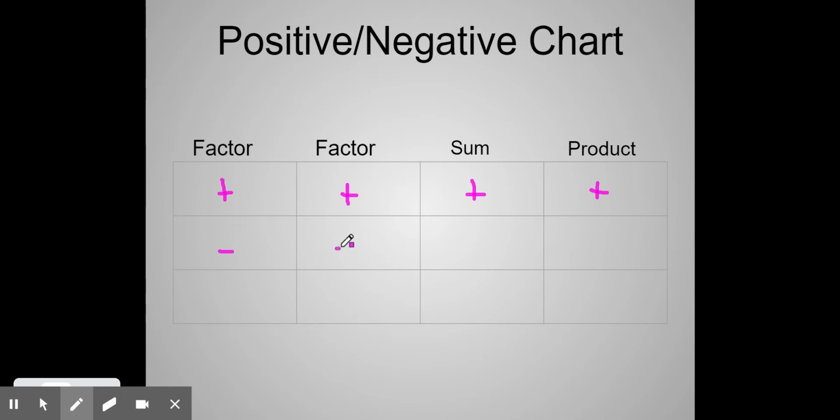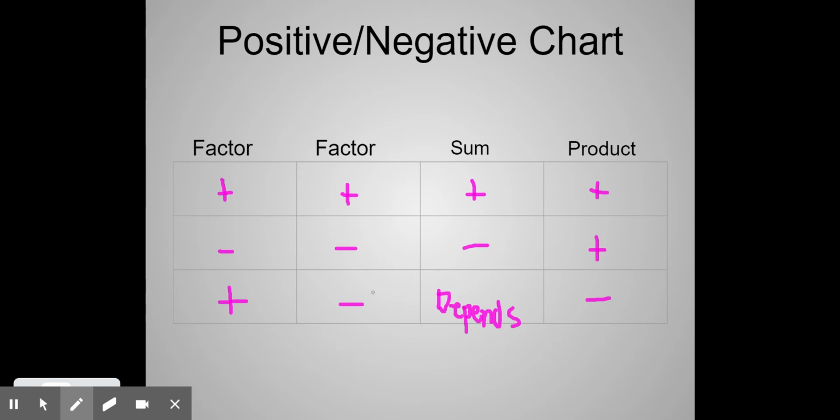So we have a negative and a negative factor. A negative plus a negative is a larger negative. A negative times a negative is a positive product. And then lastly would be one of each. So one positive, one negative. A positive times a negative has a negative product. And this one is not applicable, or I'm going to say it depends here. We can't really tell if this is going to be positive or negative because it depends on which one's larger.